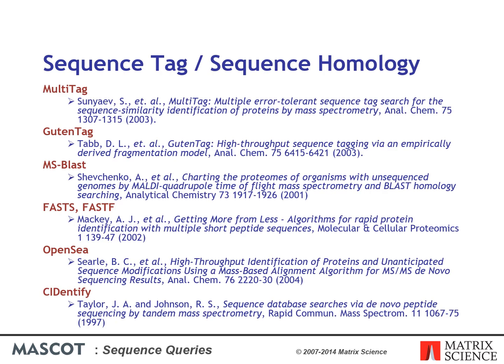As always, there is more information in the Mascot help pages. These references are a good starting point if you are interested in learning more about the potential of combining mass and sequence information.